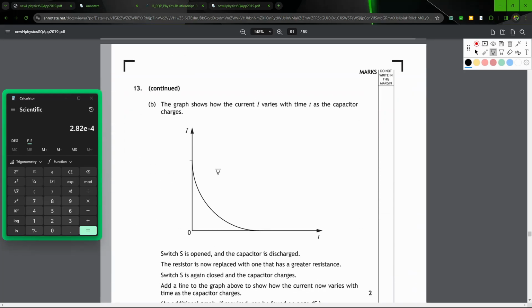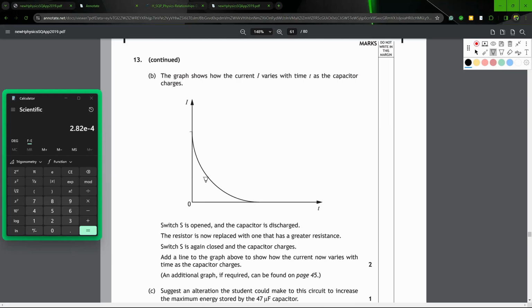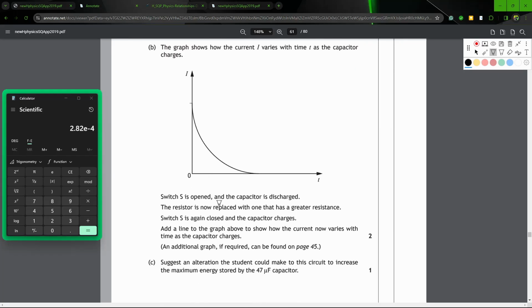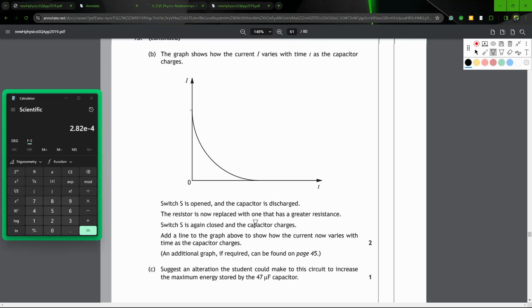The graph shows how the current I varies with time t as the capacitor charges. Switch S is opened and the capacitor is discharged. The resistor is now replaced with one that has greater resistance. Switch S is then again closed and the capacitor charges. Outline the graph to show how the current now varies with time as the capacitor charges.